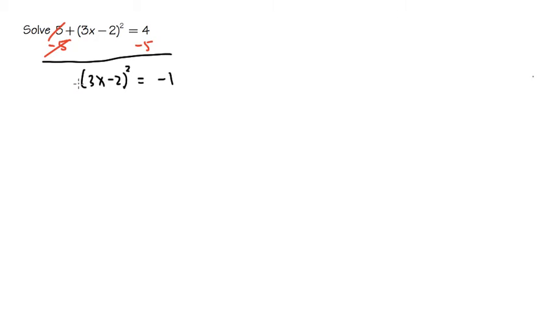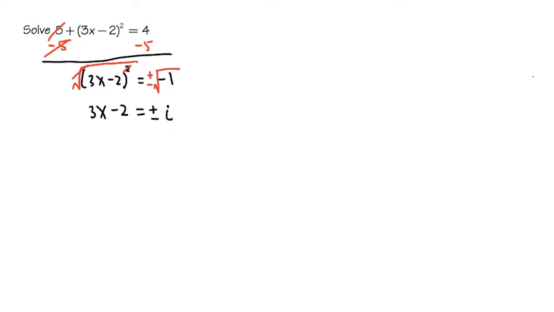And then let's go ahead and take the square root on both sides. And don't forget to put a plus minus on the right hand side. So you see that square root cancel, and we will have 3x minus 2. This is equal to plus minus, and what's square root of negative 1? Square root of negative 1 is going to be i, and we can continue from here.